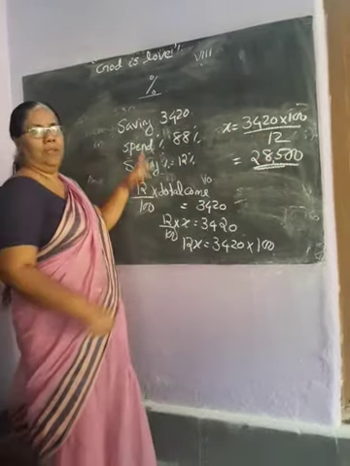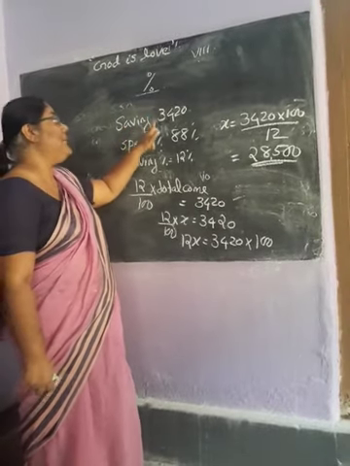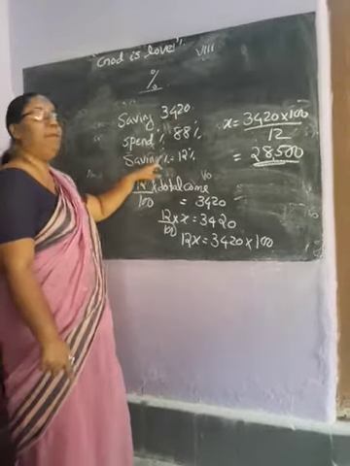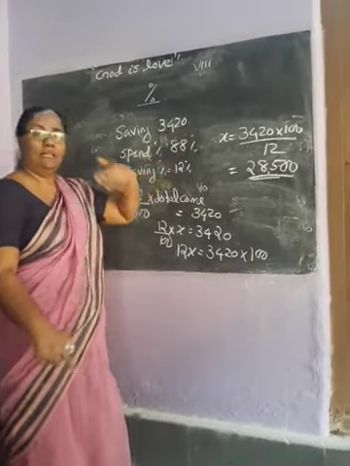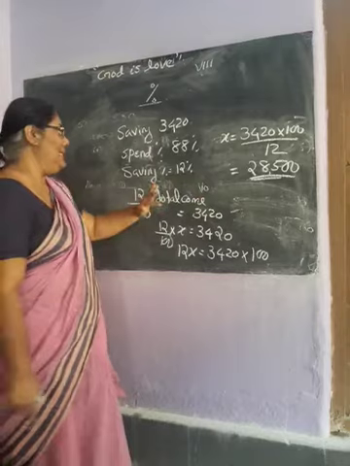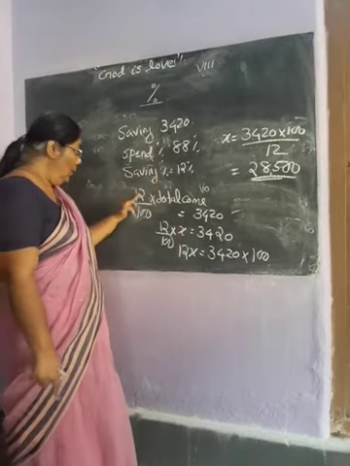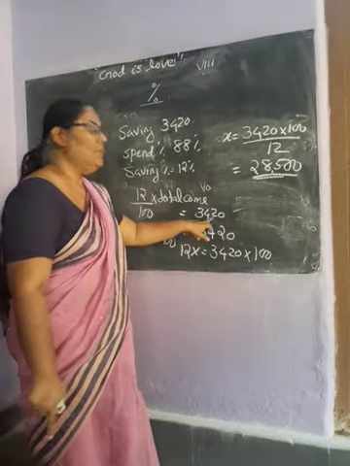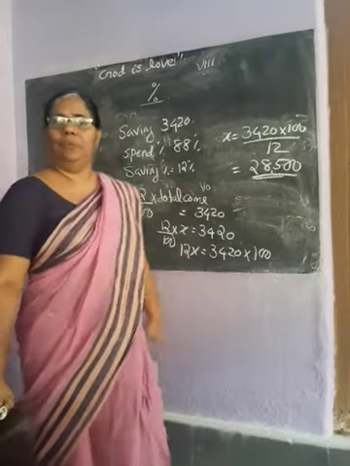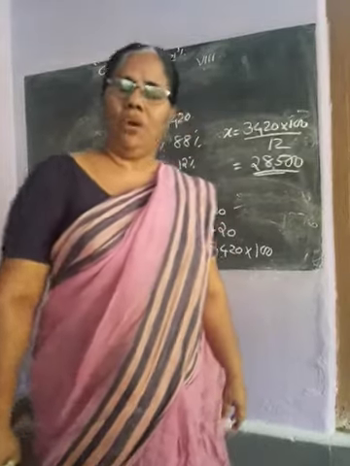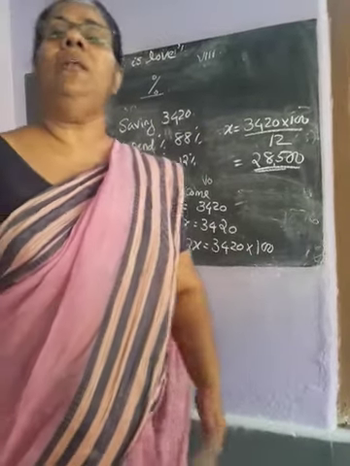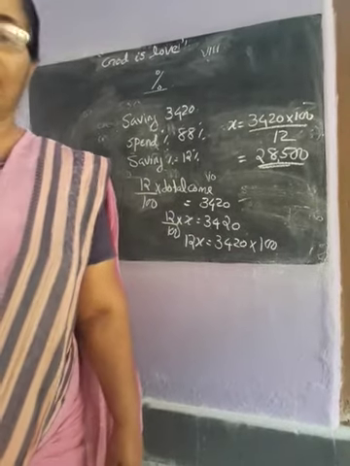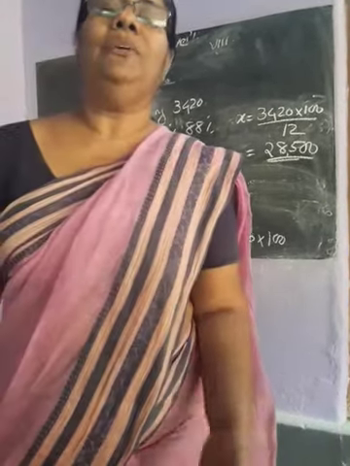Once again, she saves rupees 3,420. Therefore, we convert that saving percentage. 88% spend means 100 minus 88, 12% she saves. 12% of the total income she saves. That means 3,420. Now convert that into x. Total income is 28,500. Then read the next question. Example 3, they are very important questions.